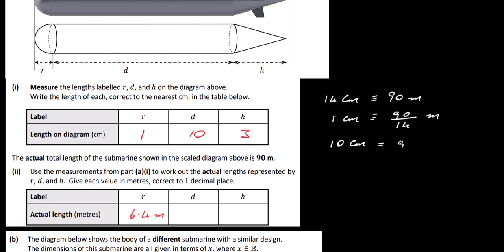So all you've got to do is just scale that up then to 10 centimeters. So we've got to take 90 over 14 and multiply it by 10. When you do that, you get 64.3 meters. That's for D. So for H, then we've got to take 90 over 14 and multiply it by 3. When you do that, you get 19.3 meters.